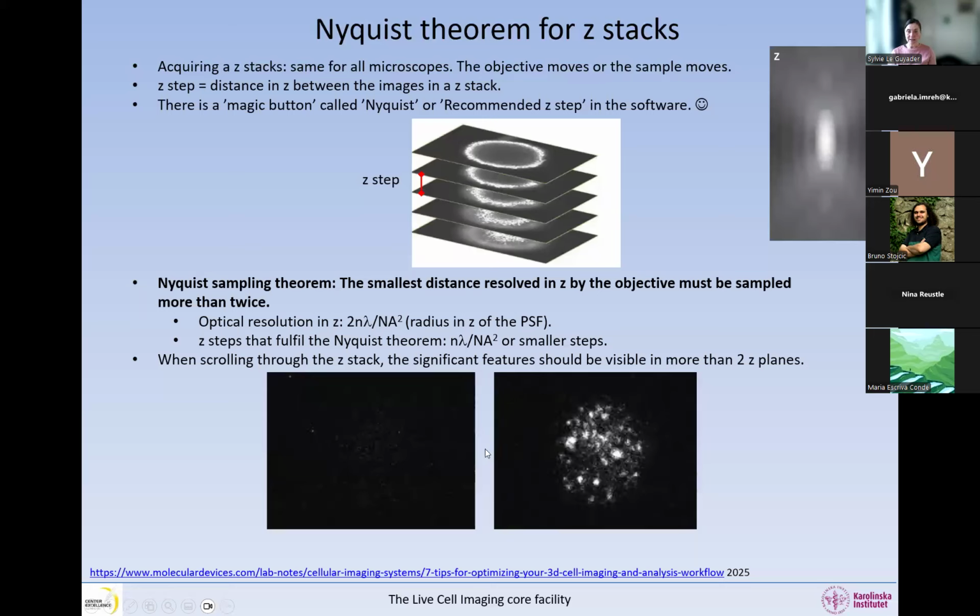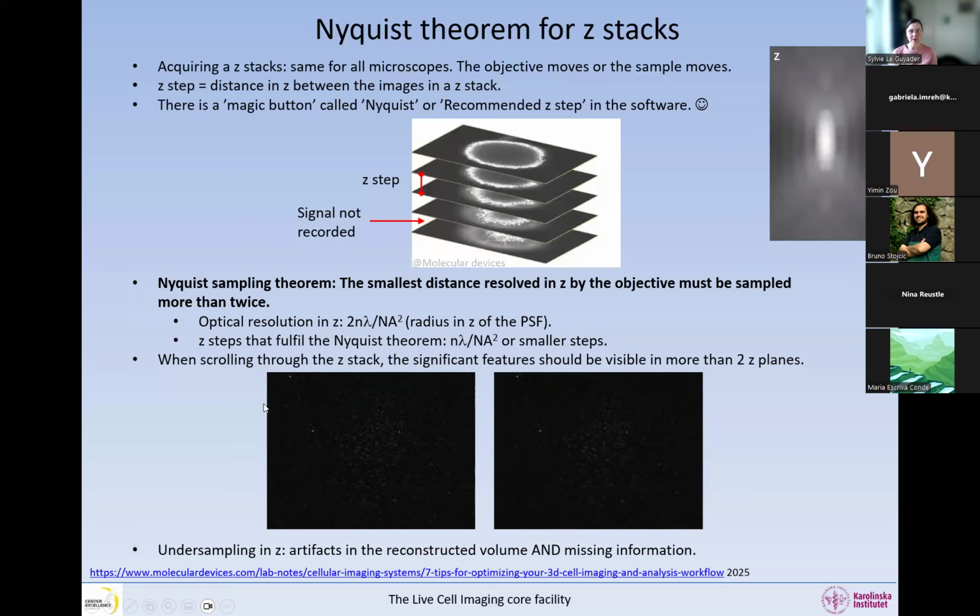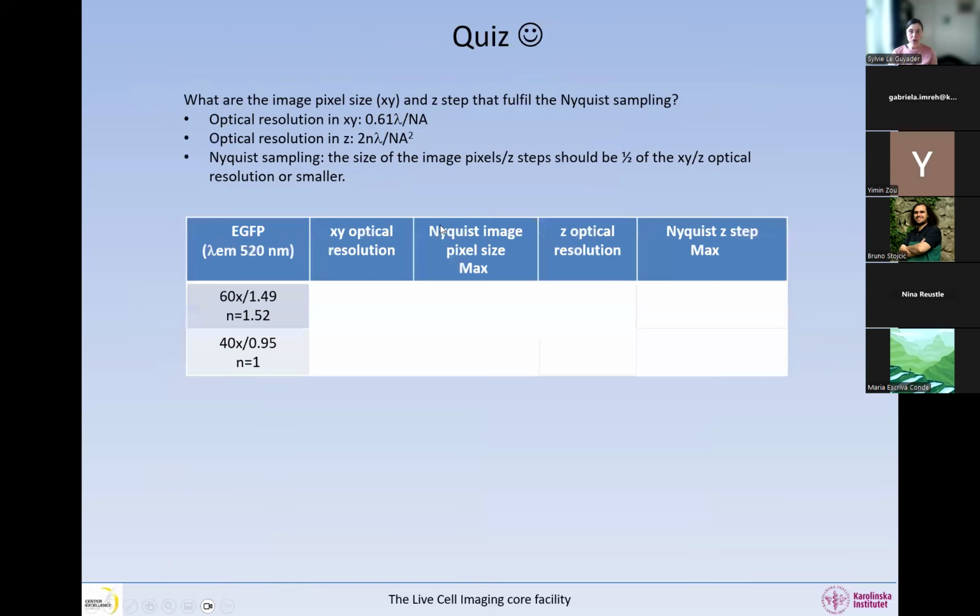Now, if I instead use very big steps, I do not measure between the Z steps, right? If you check one spot, each of them is only represented in 1 image in the Z stack. That is undersampling these spots. Not only will you create artifacts, but you may also miss some spots. So this is the way you check with your scientific question if you're sampling enough or not. The signal between the Z planes is not recorded, and when you undersample in Z, you create artifacts in the reconstructed volume and you're missing information because the signal is not recorded in between. So this was in Z.